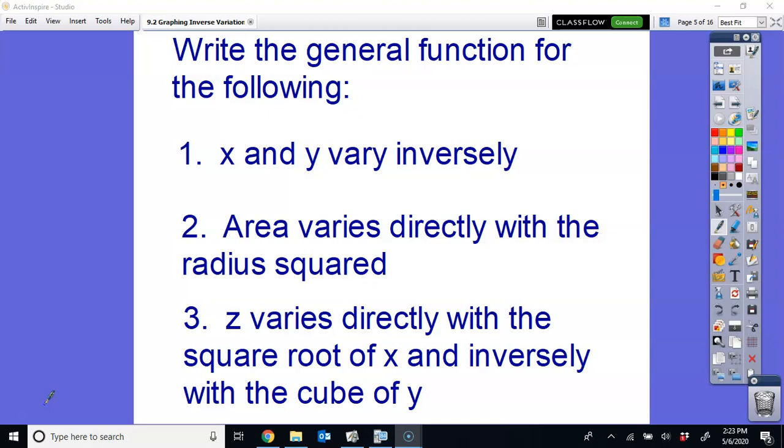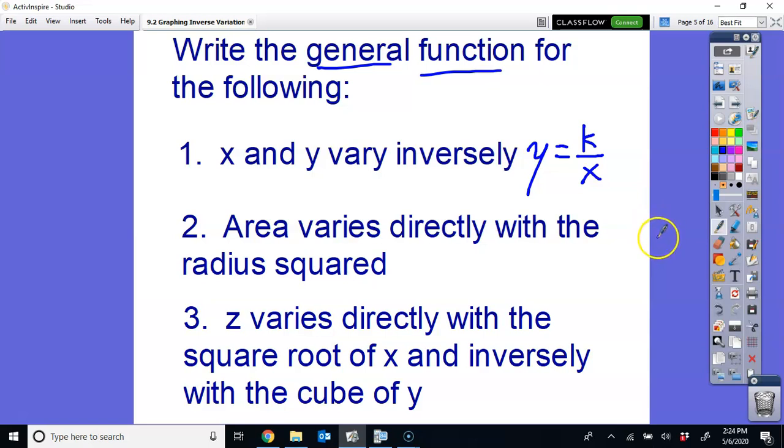So number 1 says x and y vary inversely. That means that the y values in this function are equal to some constant number divided by x. That is what inverse variation by definition means. So the y values are equal to some constant divided by x. We don't know what the constant is. That's why this is called the general function. We could also find the specific function if we actually knew a y value and an x value from that function.